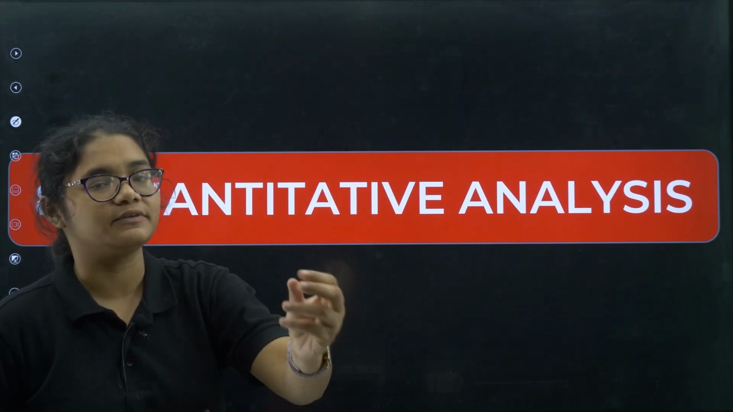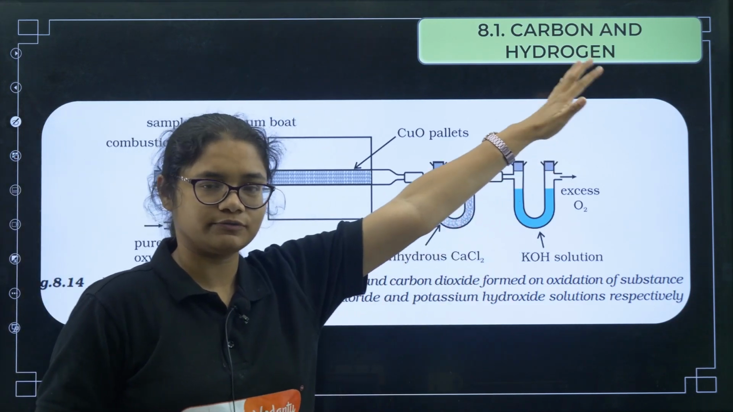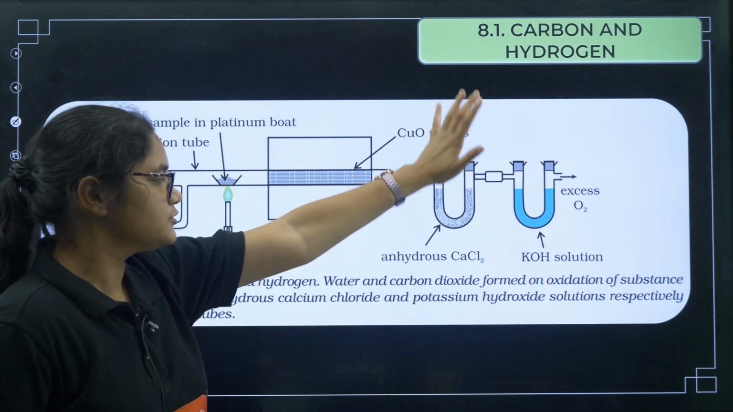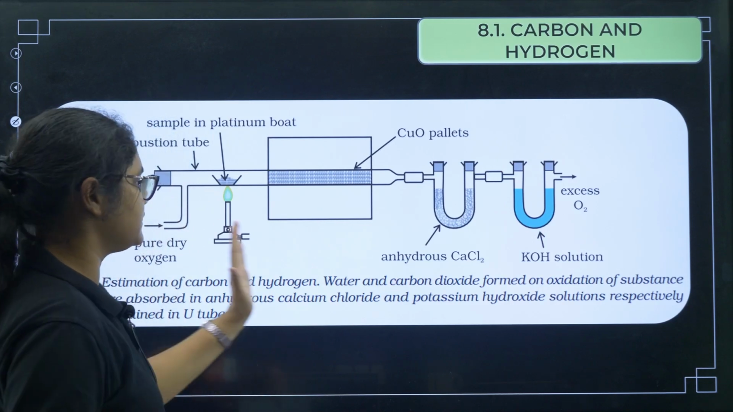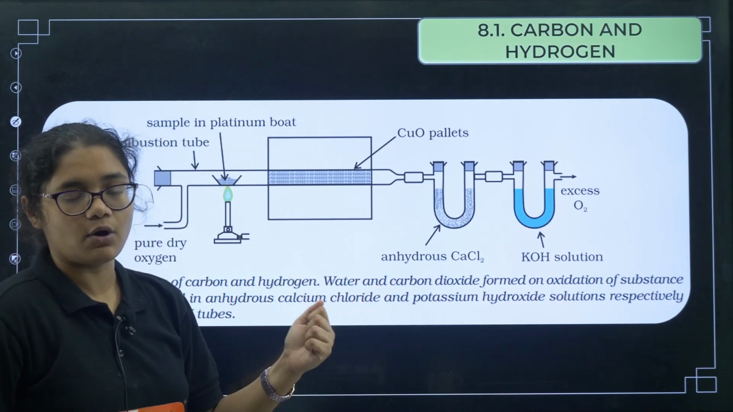Now we will talk about the quantitative analysis, meaning how exactly we can calculate the amount of nitrogen, phosphorus, and halogen present. So let us first start with carbon and hydrogen. For detection also we started with carbon and hydrogen, so that is what we will do. So here is an apparatus to detect the amount of carbon or hydrogen present in an organic compound.